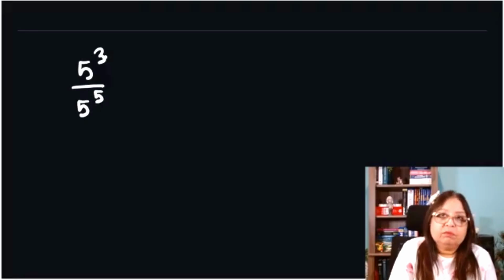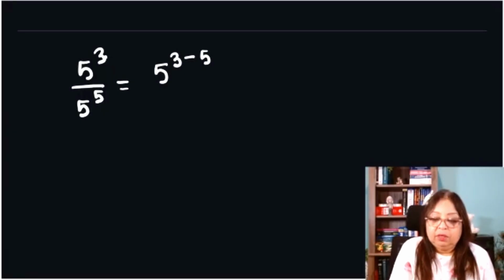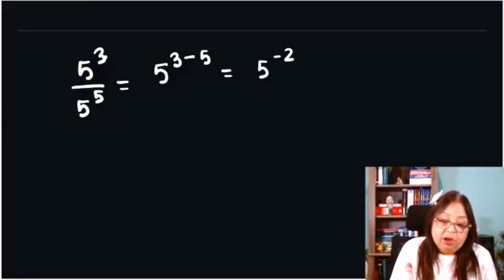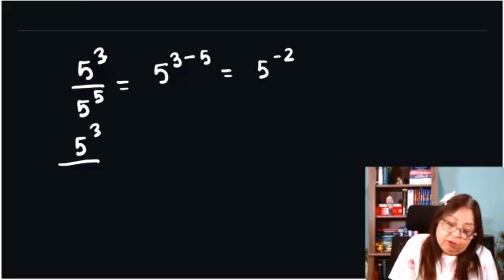For instance, let's take another example. Let's say you have 5 to the power 3 divided by 5 to the power 5. How can we simplify it? We can write this as 5 to the power 3 minus 5. This is equal to 5 to the power minus 2, which, as you can see, 5 to the power 3 over 5 to the power 5.